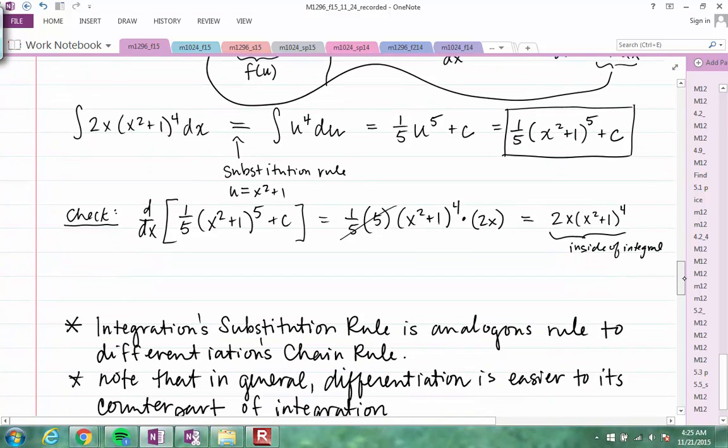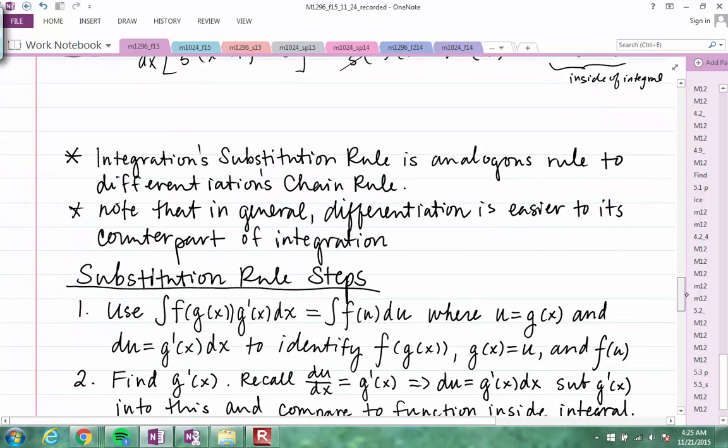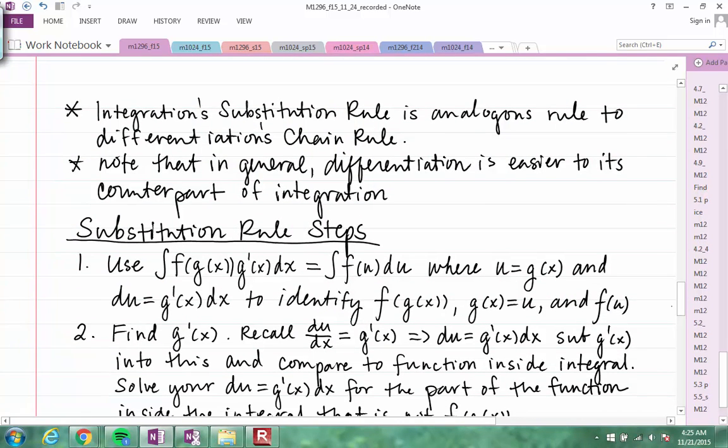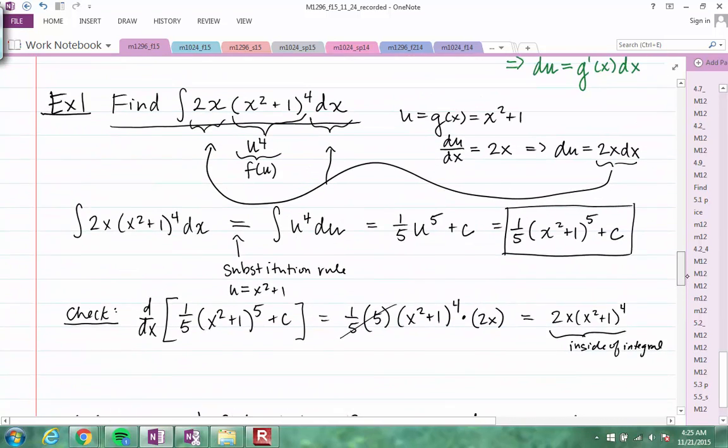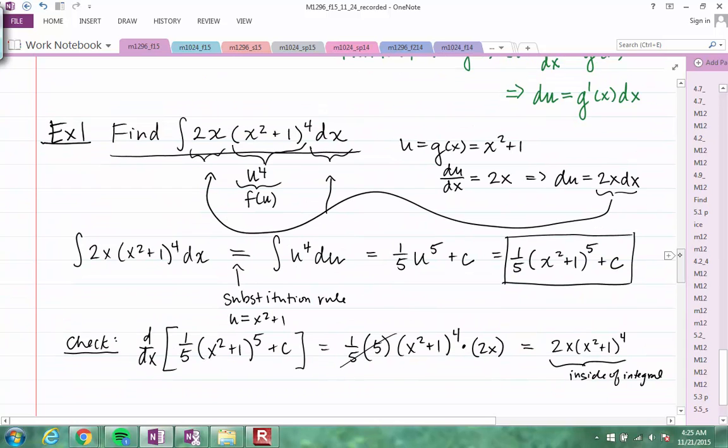So some things to notice from this. The integration substitution rule is an analogous rule to differentiation's chain rule. So it's sort of like undoing the chain rule. It turns out it can be more powerful than that, like I said, but at a basic level this is what it's doing. And notice in general that differentiation is easier than its counterpart of integration, meaning that noticing the answer to the chain rule, and then using some rule to undo it, and going through this process that we just did, is more difficult than just going forward and using the chain rule.